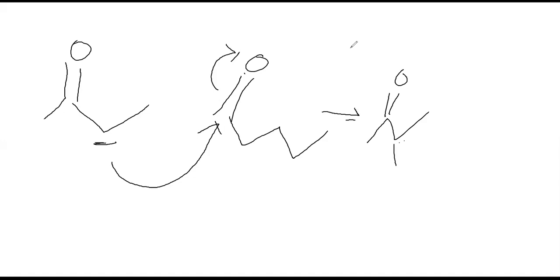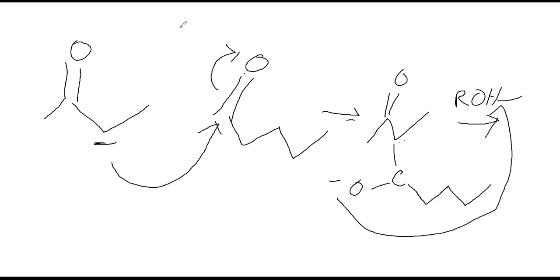So there's my carbon. So we have O minus. And from there, we can protonate this guy to make an alcohol. So whether it's water, whether it's alcohol, some sort of proton donor protonates that, so now we have our H. Now we have a carbonyl condensation.